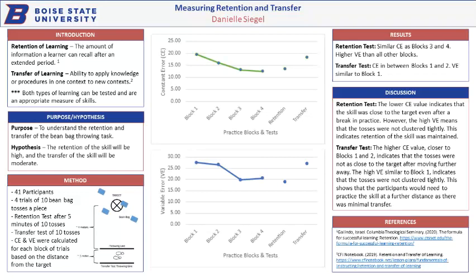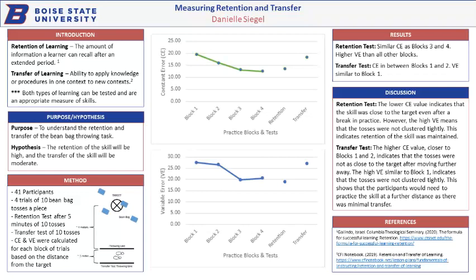Then the participant was again asked to throw the beanbag at the same location as before for a total of 10 more tosses to test retention. The distance away from the target was again recorded. Finally, the participant was asked to throw the beanbag again, but from a further distance, about 5 meters. 10 tosses were completed to test transfer of learning. After all the measurements were recorded, the constant error, CE, and variable error, VE, were calculated for each block of trials as well as the retention and transfer test.